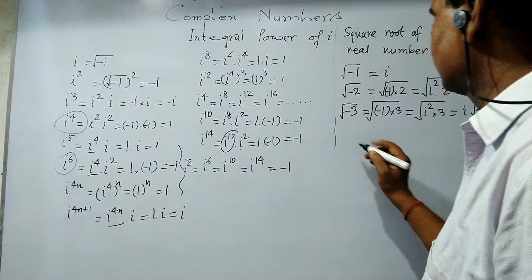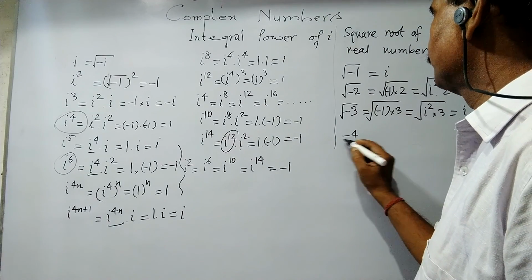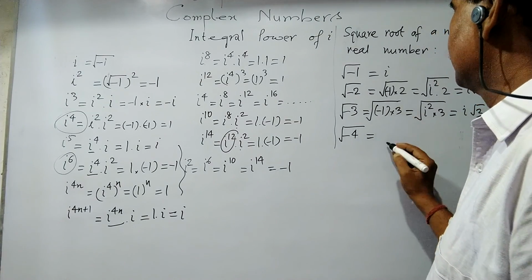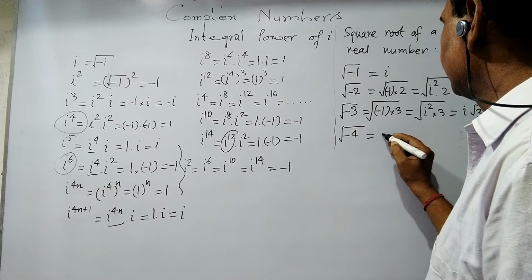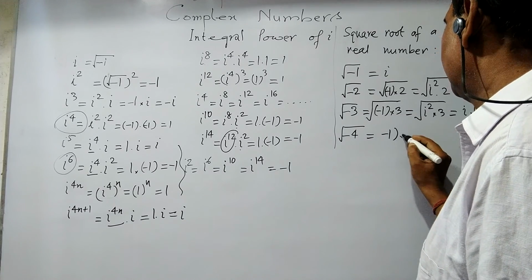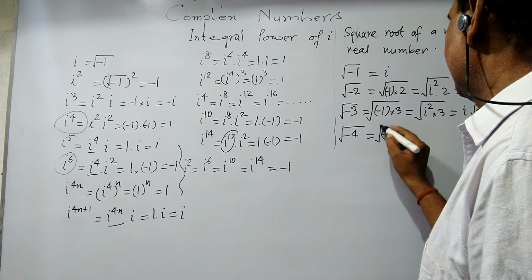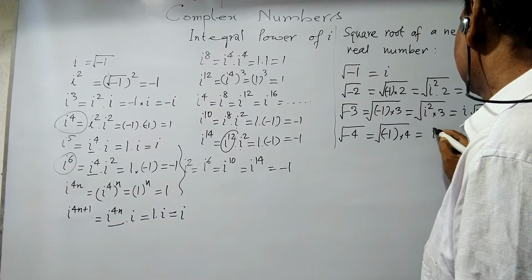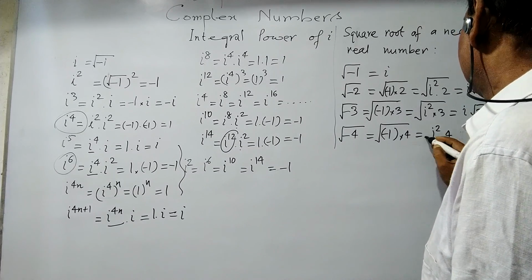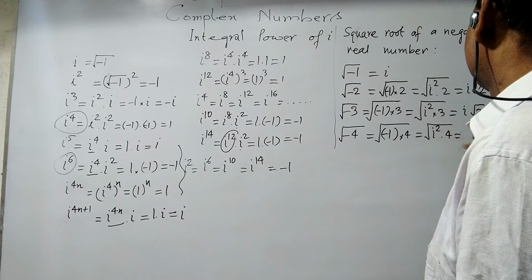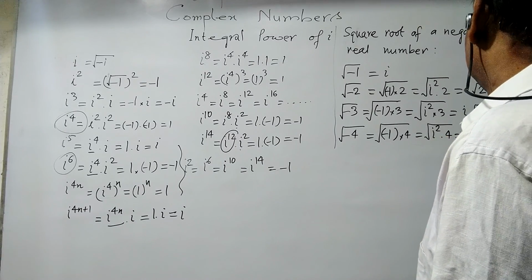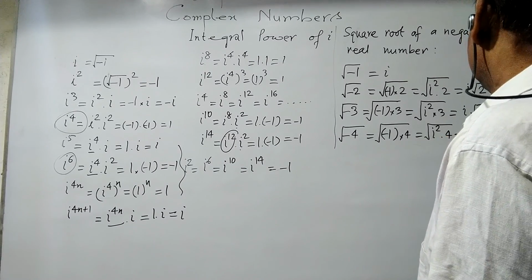Okay? Then let us see here root under minus 4. Again, this is what? This is minus 1 into 4. Here minus 1 is what? i square. And this is 4. Then the square root of this is i into 2. That is what? 2i.